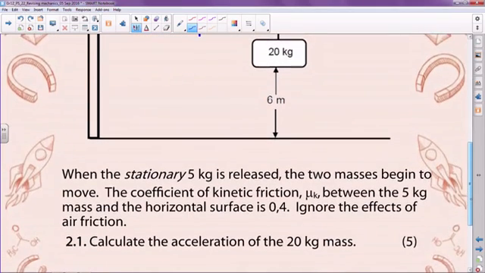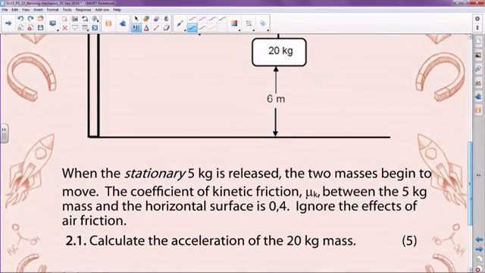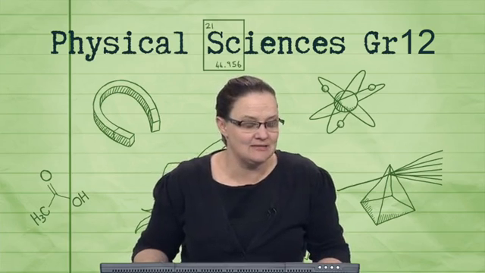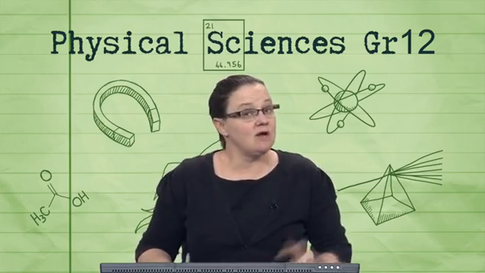First question: calculate the acceleration of the 20 kilogram mass. So there is your diagram. I want to know what the acceleration is. Okay, Newton's second law. This one's going to take you a little longer, so I'm going to give you 3 minutes to see how far you get, and those 3 minutes start now.